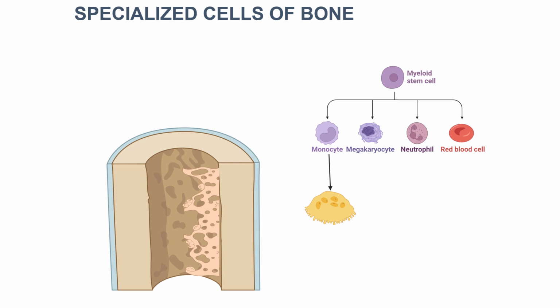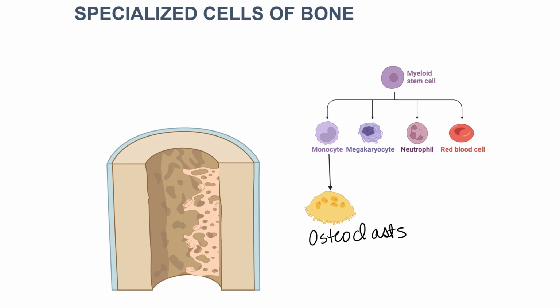Scattered among the osteogenic cells at the borderline between the spongy bone and the marrow cavity are cells called osteoclasts. These are part of the endosteum that lines that marrow cavity of bone. And as you can see here, osteoclasts do not arise from the osteogenic stem cells.